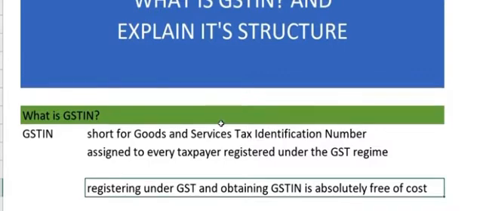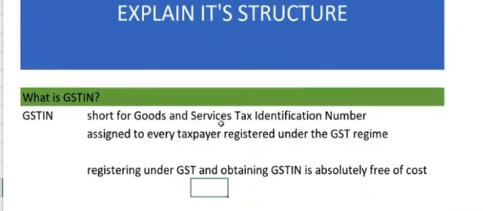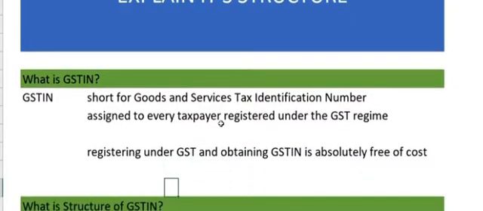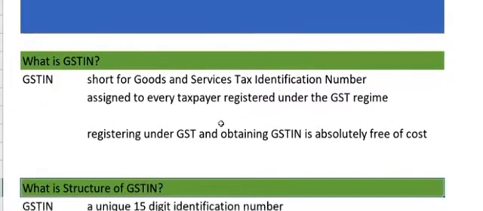Registering under GST or obtaining GSTIN is absolutely free of cost. For that, you need to visit www.gst.gov.in and apply for registration. You will be allotted a GSTIN number within 15 days.